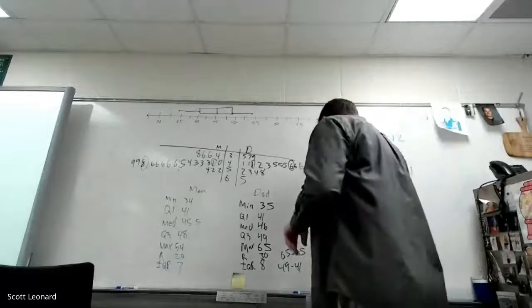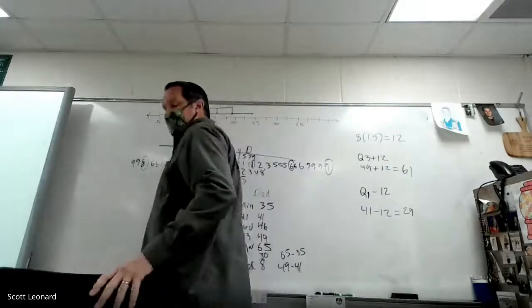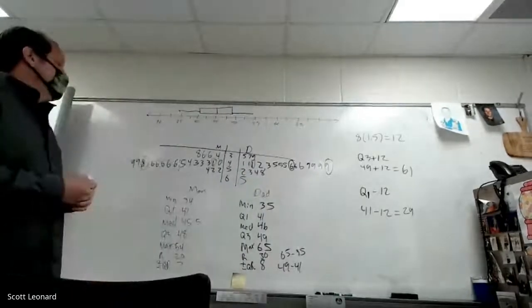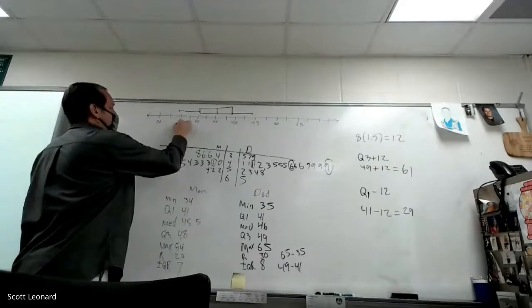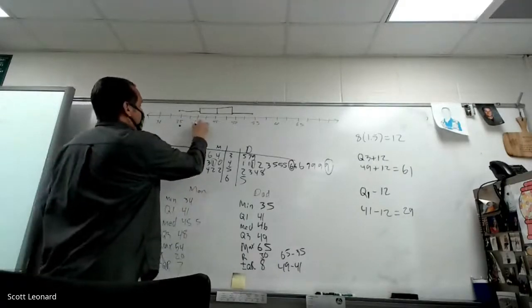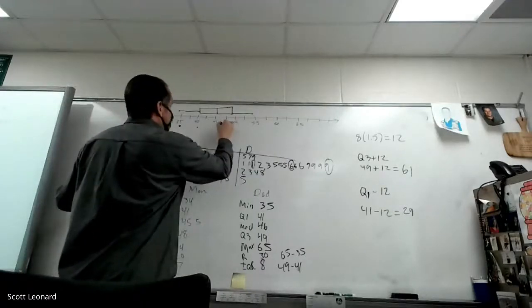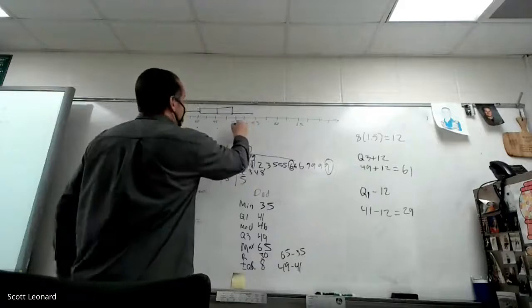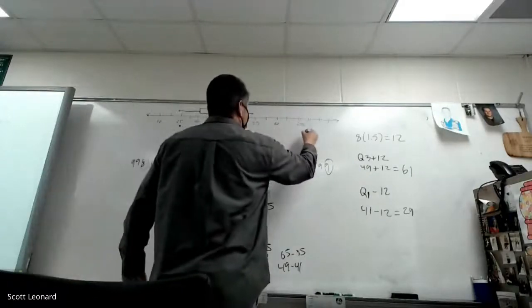I'm going to make my box and whisker plot. Hopefully you guys didn't have too much issue with that. Okay. So 35. I'm going to do it below the line this time. 41, exact same spot. 46. 49. 65.